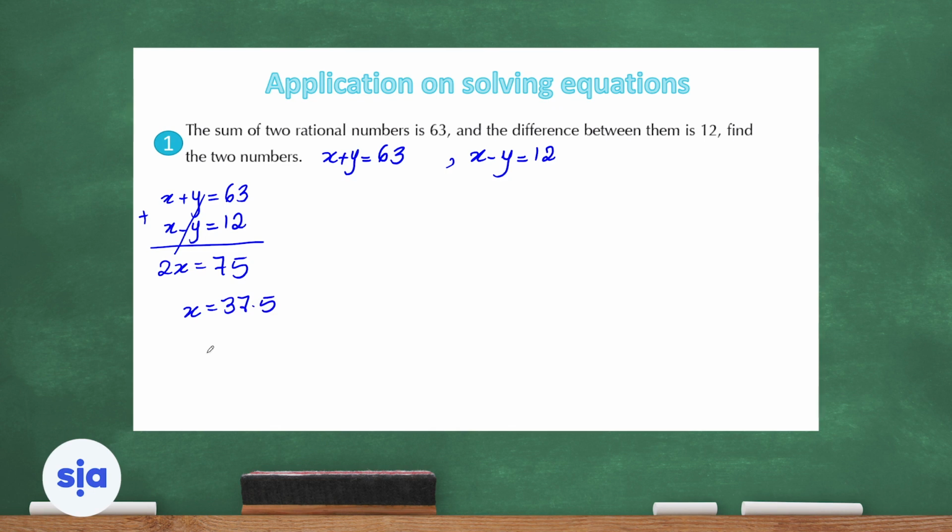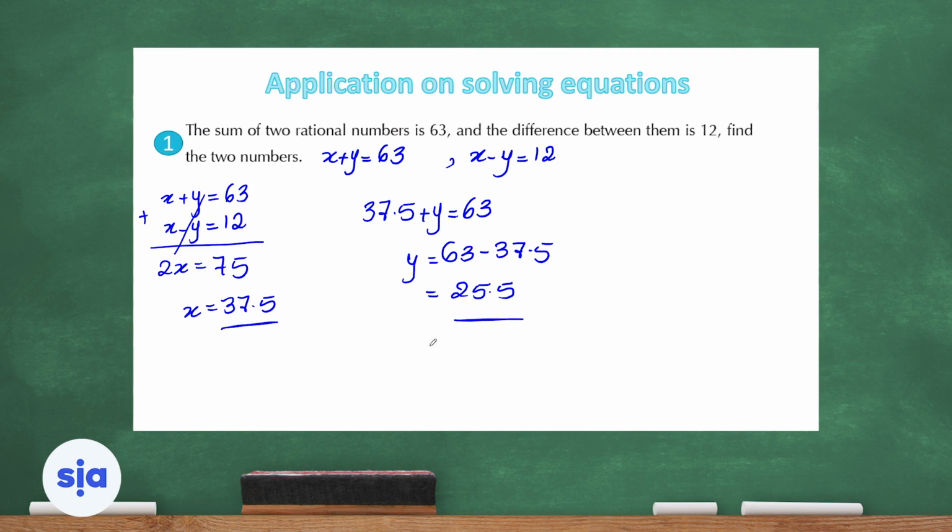How can I get the value of y? Yes, you go and substitute this x value in any of the equations that you have. So let's substitute it here. So 37.5 plus y equals 63. Then y equals 63 minus 37.5, which is 25.5. So the two numbers here are 37.5 and 25.5.